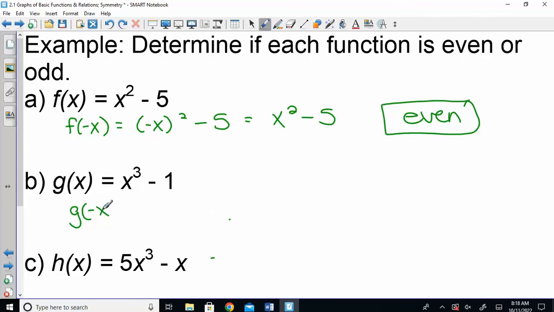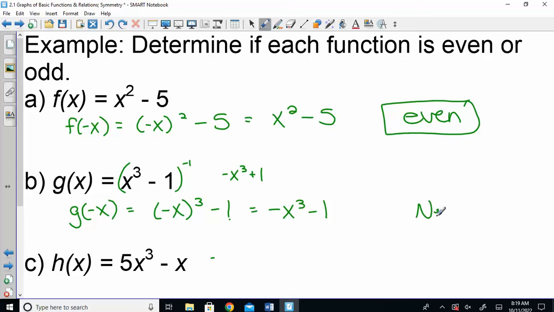Next one. If I put in a negative, what's negative x times negative x times negative x? Is that what I started with? No. Is that the exact opposite, like multiplying my original by negative 1? No. If I took this times negative 1, I would have a negative x cubed plus 1. So it's not the opposite either. It's neither.